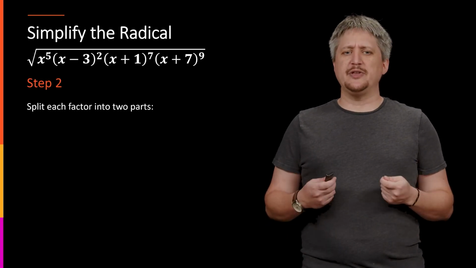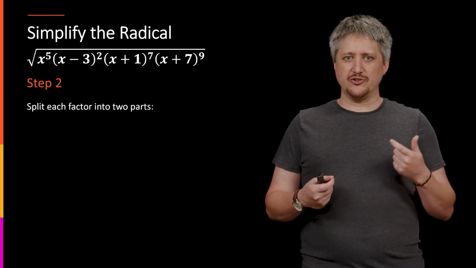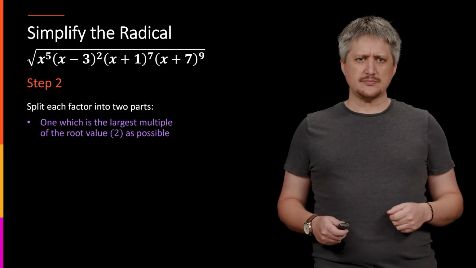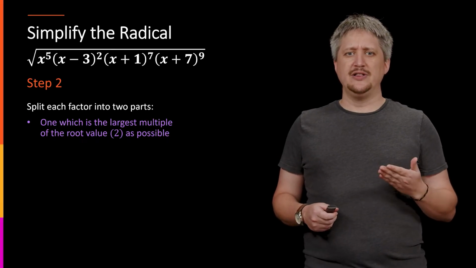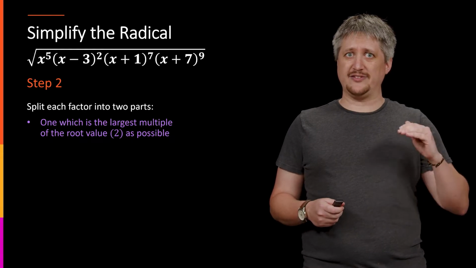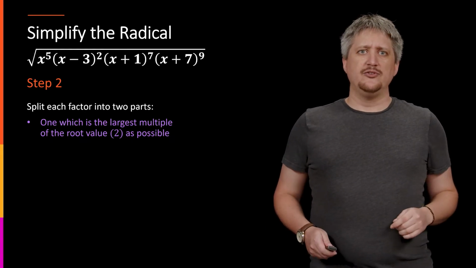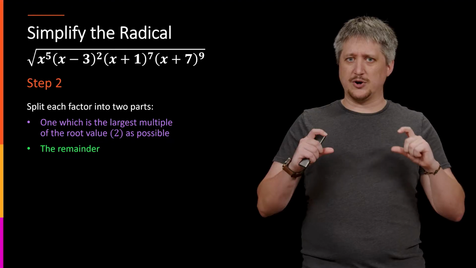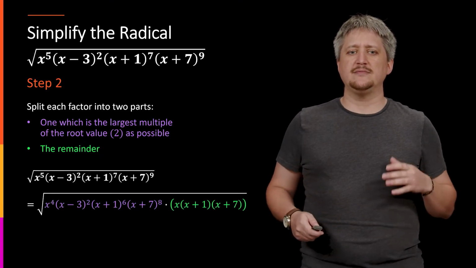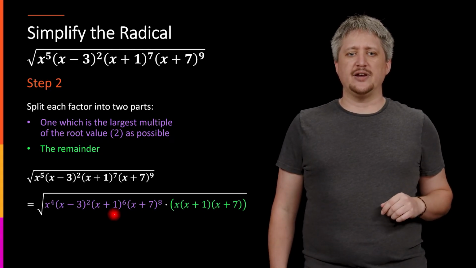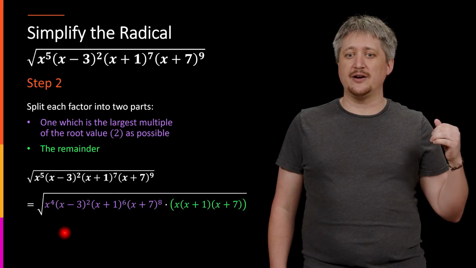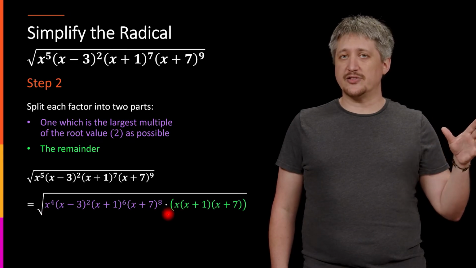Step two, we split each of these factors into two parts: the largest multiple of the root value, and the remainder. The root value here is 2. So I want to split each factor into the power that is the largest multiple of 2 that doesn't go past it, and then the remainder. The purple is the largest multiple, and the green is the remainder. For example, x to the 5th is x to the 4th, the highest multiple of 2, and then x to the 1 is the remainder.